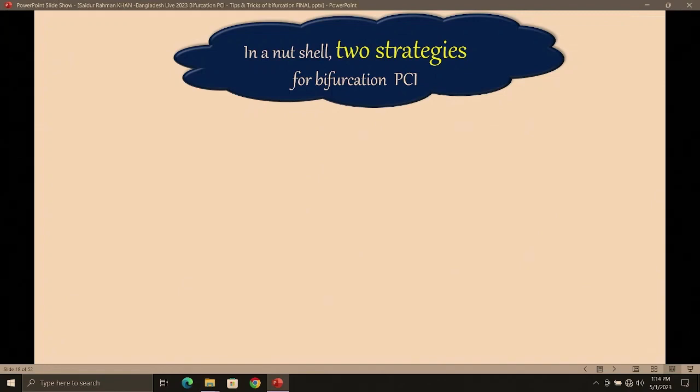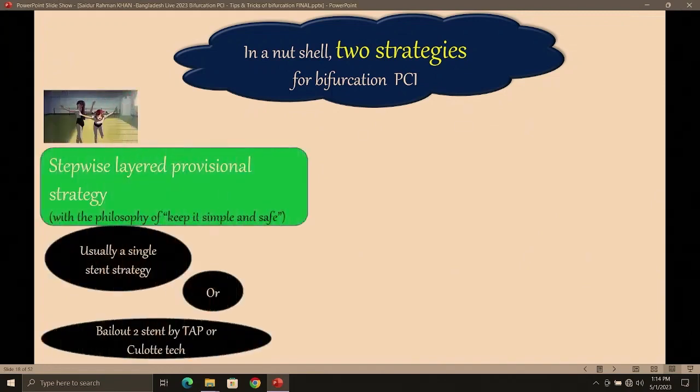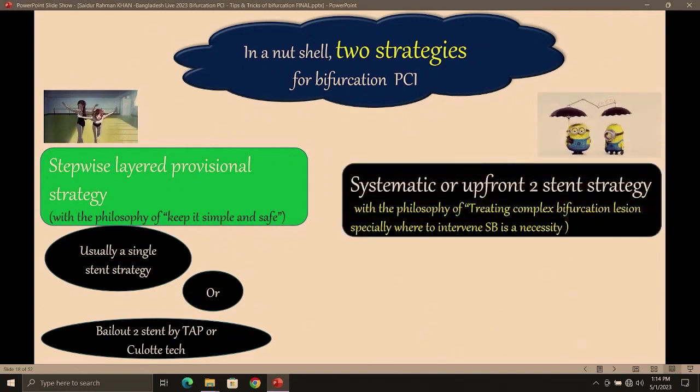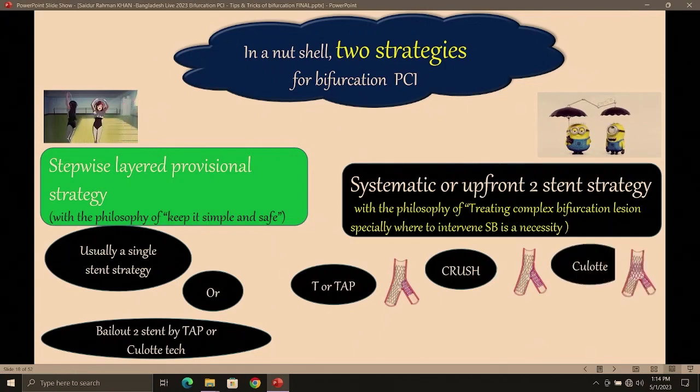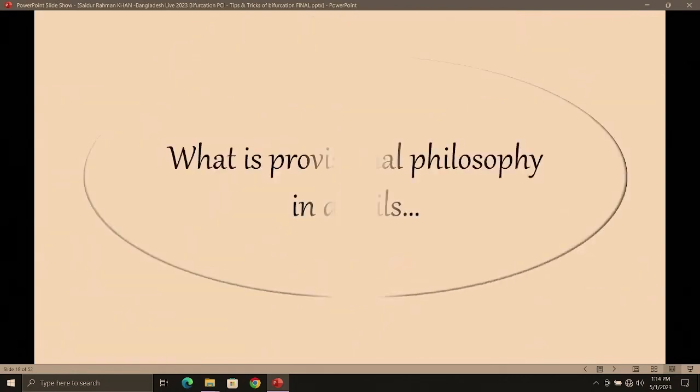But in a nutshell, there are two strategies, which have already been told: the stepwise, layered provisional strategy, usually a single-stent strategy or bailout two-stent strategy, which is included in the provisional philosophy. And also the upfront or systematic two-stent strategy like TAP, crush, and culotte. I didn't include the other stenting techniques there.